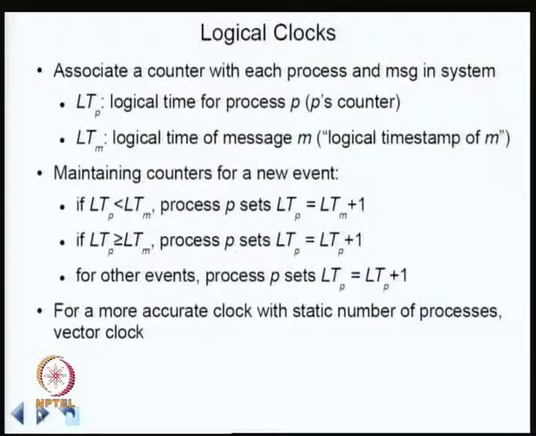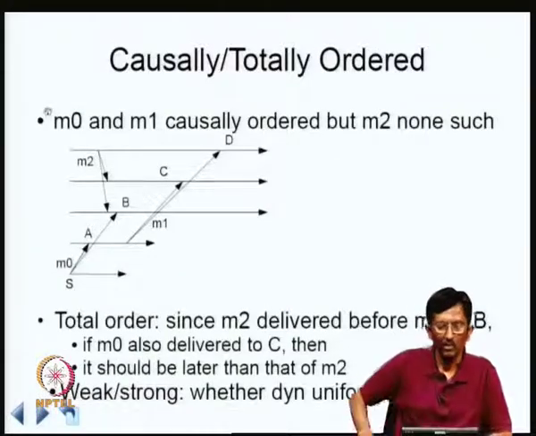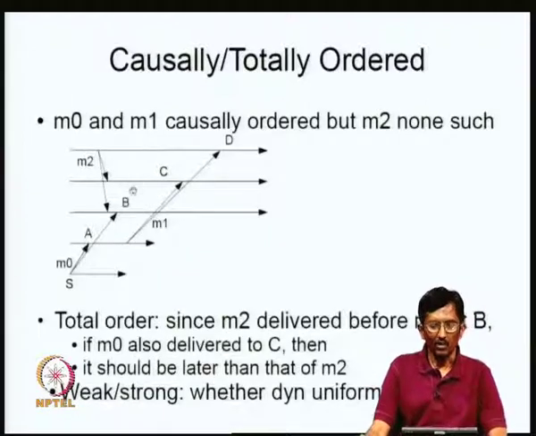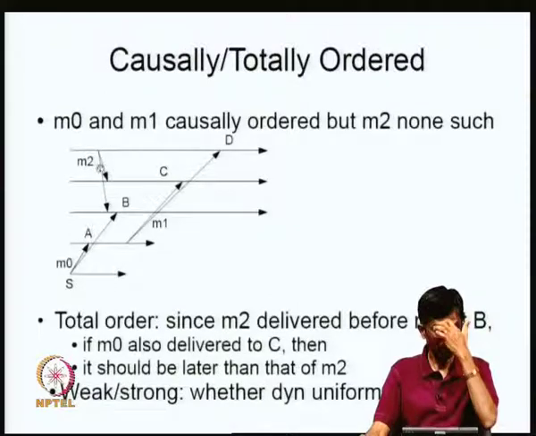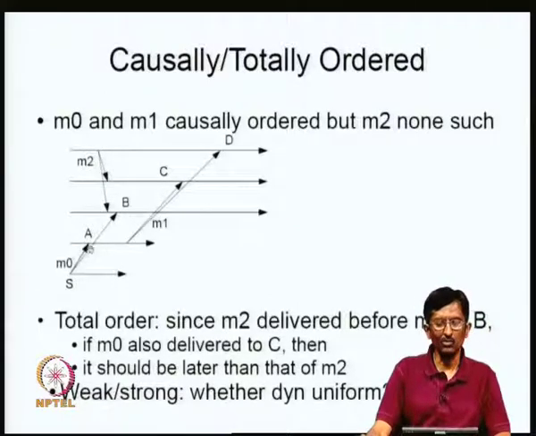Let us take a look at an example. You see there is a message M0, there is a message M1, there is a message M2. Now, M0 does a multicast to A and B, and you notice that the message M0 comes to A at this point in time, and then B in turn does a multicast to C and D. Now, in some sense you can say that this event as seen from A is later than this one.